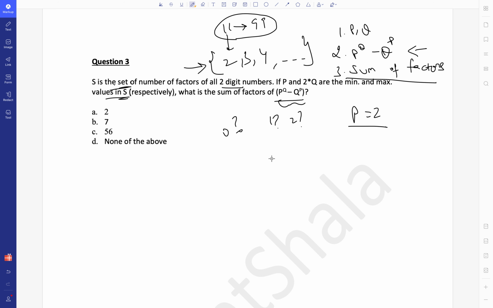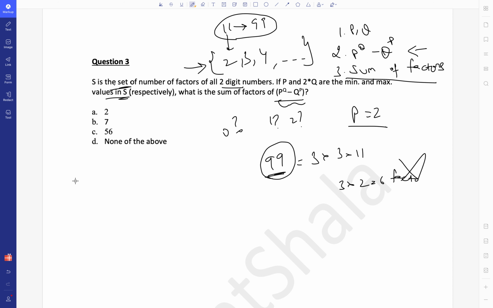Some people, what they'll do is they'll calculate 99. They'll see 99 is the largest 2-digit number. How many factors does this have? 3 multiplied by 3 multiplied by 11. So this is 3 square into 11. 3 into 2 equal to 6 factors. Okay, so Q is 6? No. Or 2Q is 6? No. Because 99 being the largest two-digit number doesn't mean that it will have the largest number of factors.